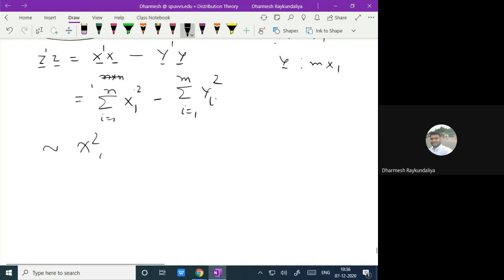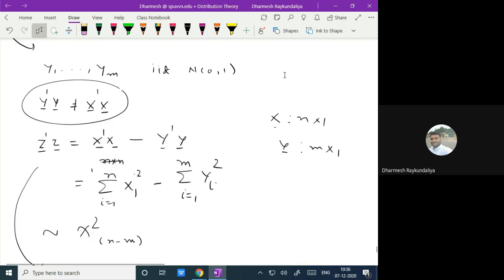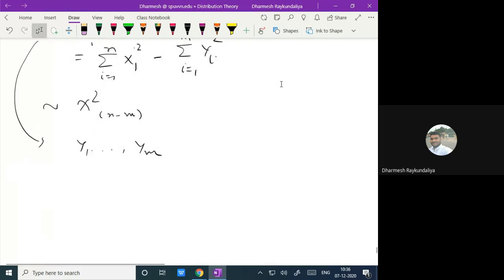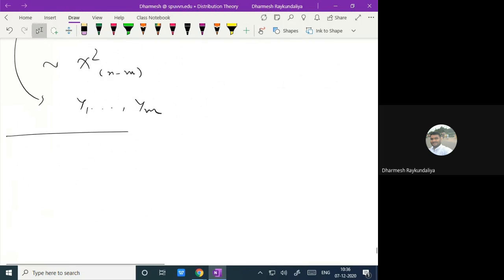So they are central chi-square with n minus m degrees of freedom, and they are independent. Further, Z transpose Z is independent of y1, y2, ..., ym. Here instead of C, we say it is C1, so that C1 C1 transpose is nothing but I of order m. So this is an incomplete orthogonal transformation, which we have seen in the last lecture.